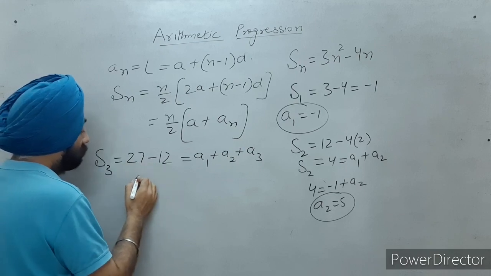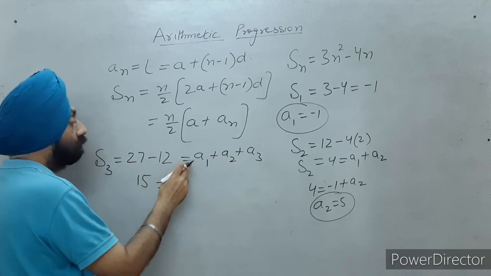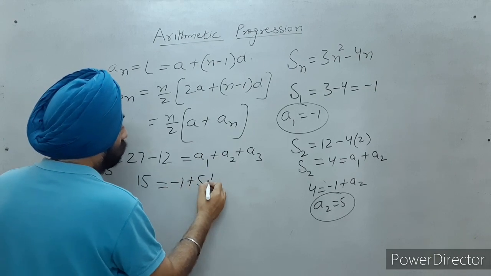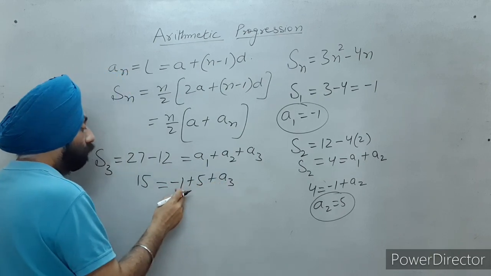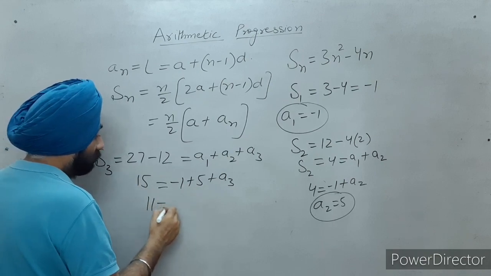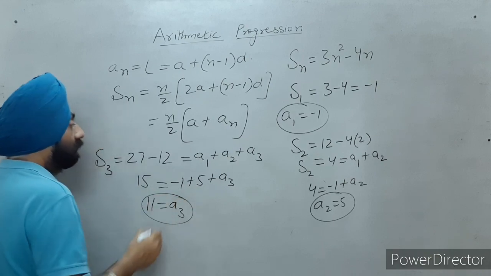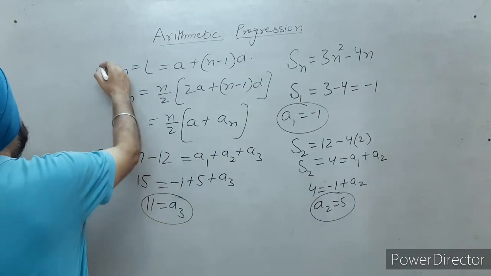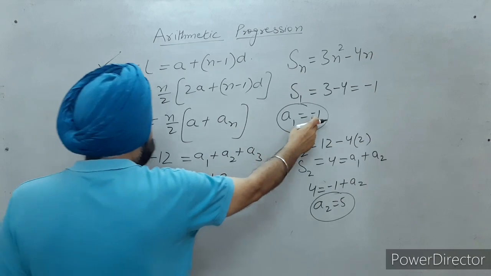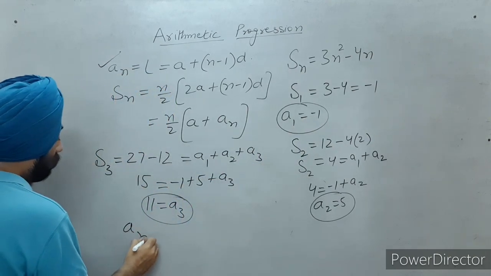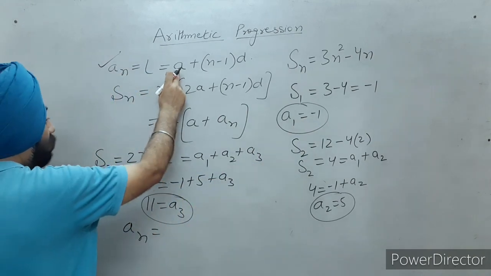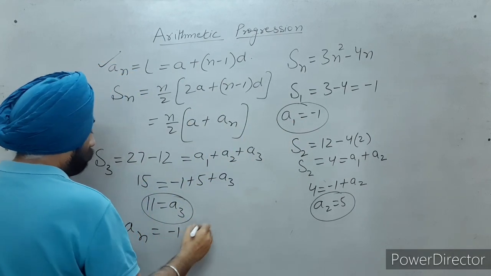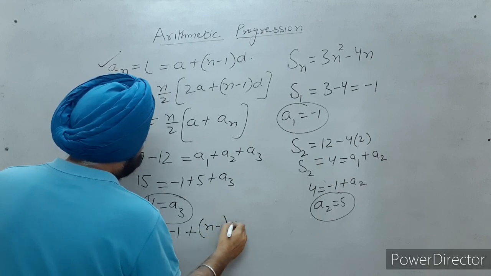Now 27 minus 12 is 15 equals, what is A1? Minus 1, plus A2, 5, plus A3. This is 4. 15 minus 4 is 11, that is A3. Now I can calculate the nth term by using this formula. I have the first term, now nth term will be an equals a, the first term is minus 1, plus n minus 1 into d.